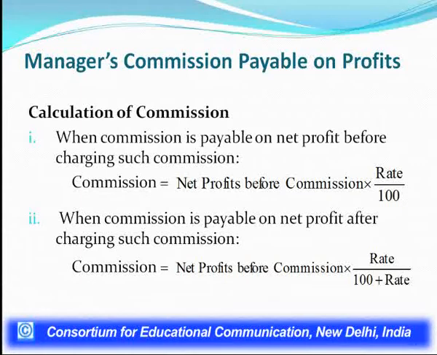So with this language, after charging such commission, how can we calculate the commission if the commission is not known? How can we find out the net profit after commission? We know that the net profit before commission is available. So in that case the formula is to be modified. The commission shall be equal to net profit before commission into rate over 100 plus rate. This formula has been derived from the basic mathematical method.